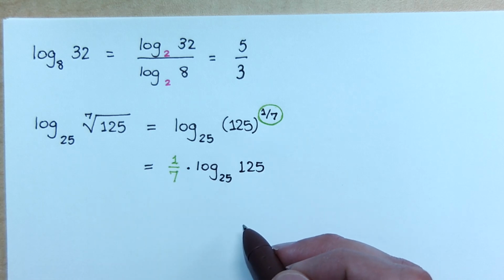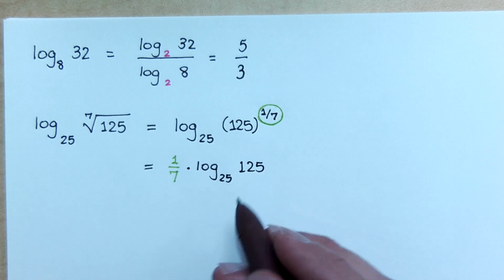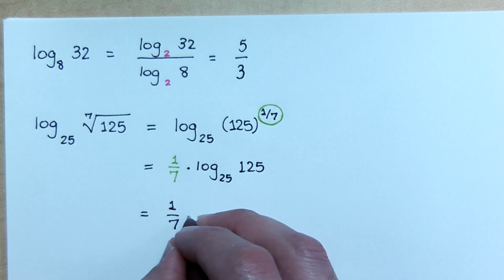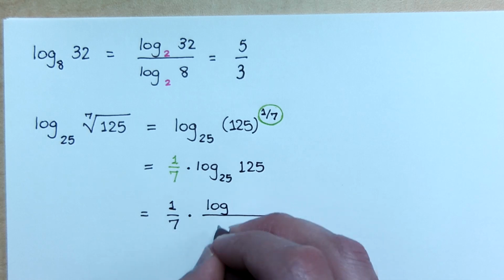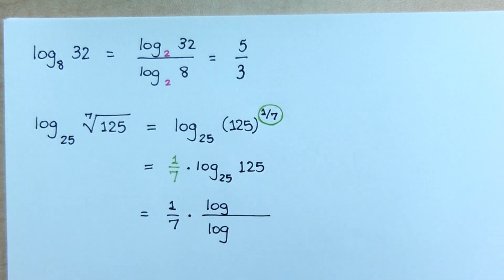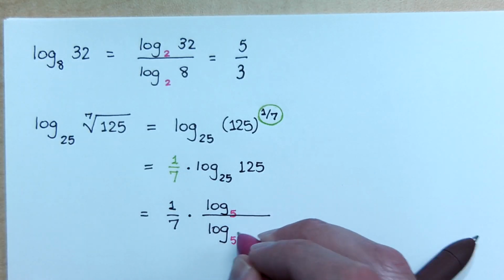Now, I need to evaluate this log base 25 of 125. I'm going to again use the change of base theorem because these have a common base. And what is their common base? The common base is 5. Now I want you to watch what I'm doing here. You said the common base is 5, so I'm going to write both of these as base 5 and base 5.